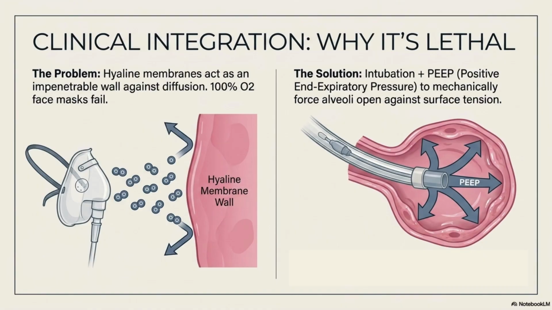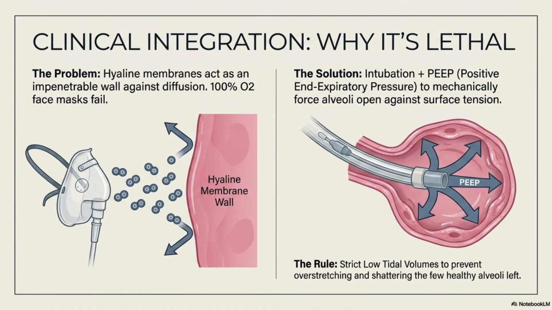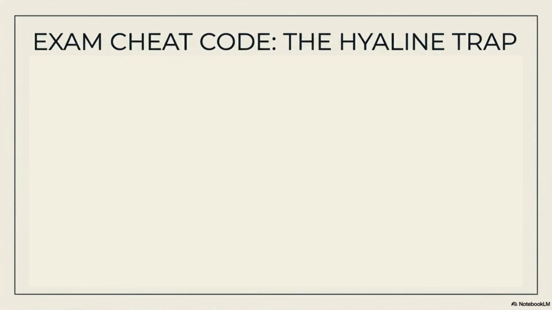The solution is intubation with PEEP, or positive end expiratory pressure. We have to mechanically force those alveoli open against massive surface tension. But follow the rule. You must use strict low tidal volumes to prevent overstretching and shattering the few healthy alveoli that are left. Before we finish, here's my exam cheat code.